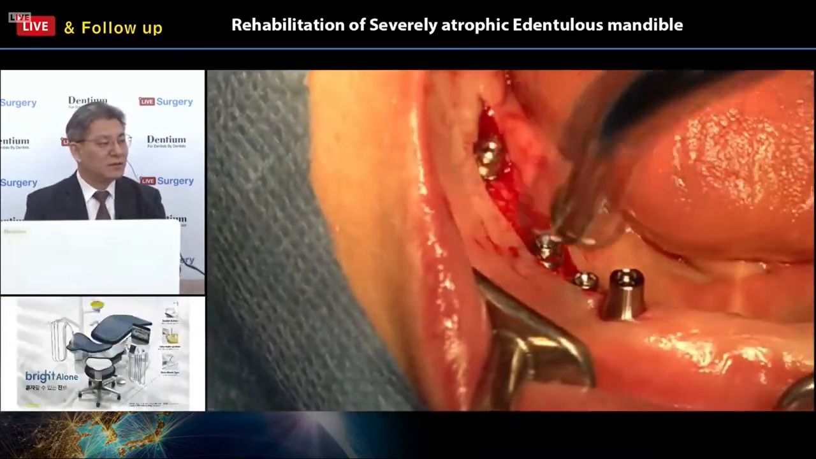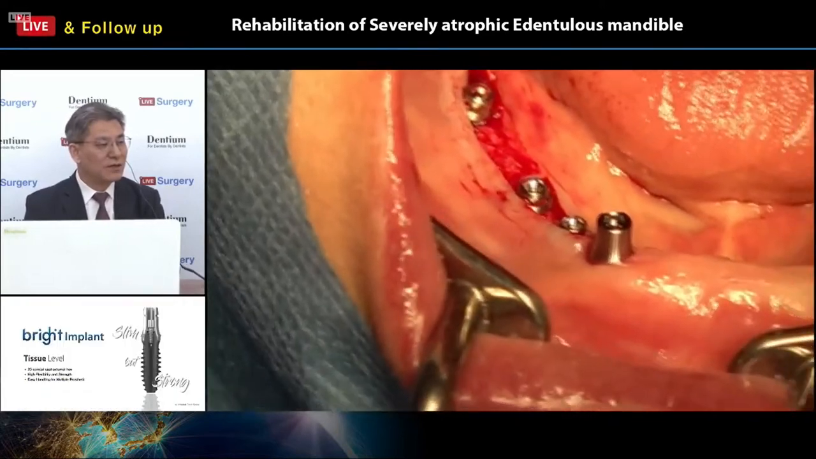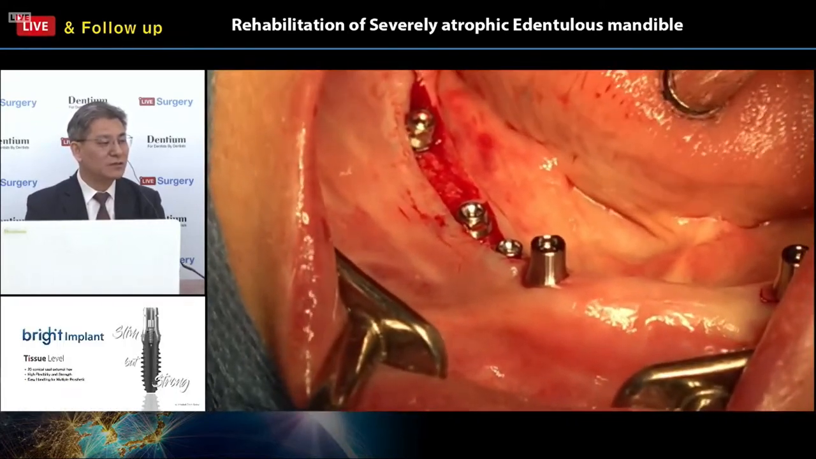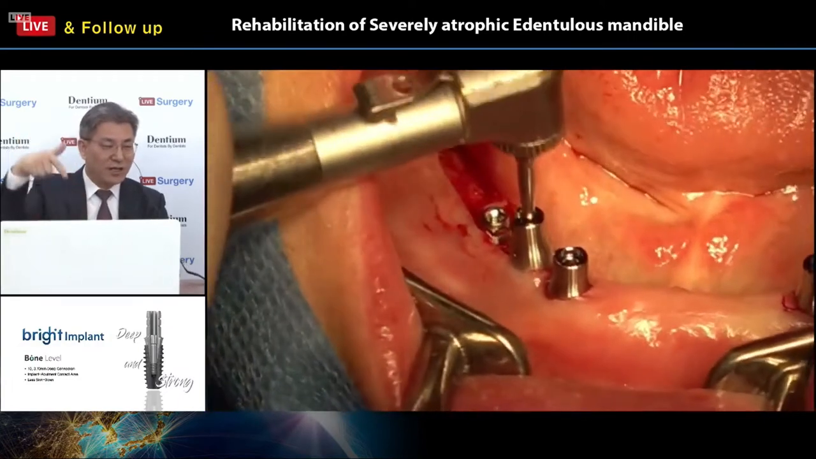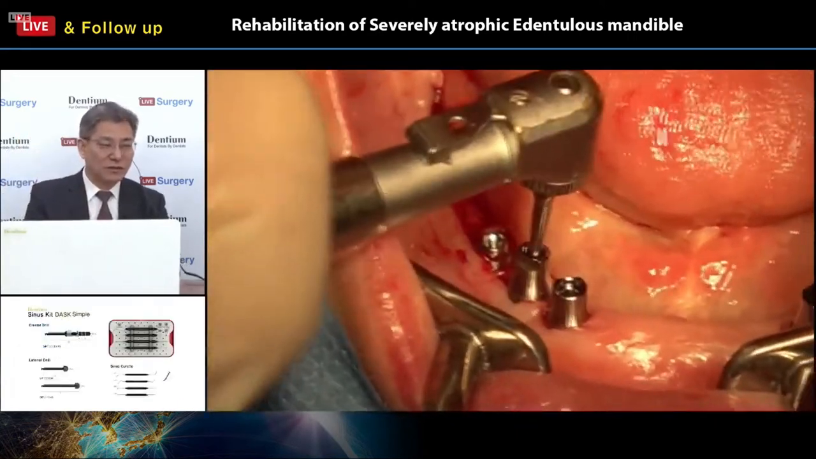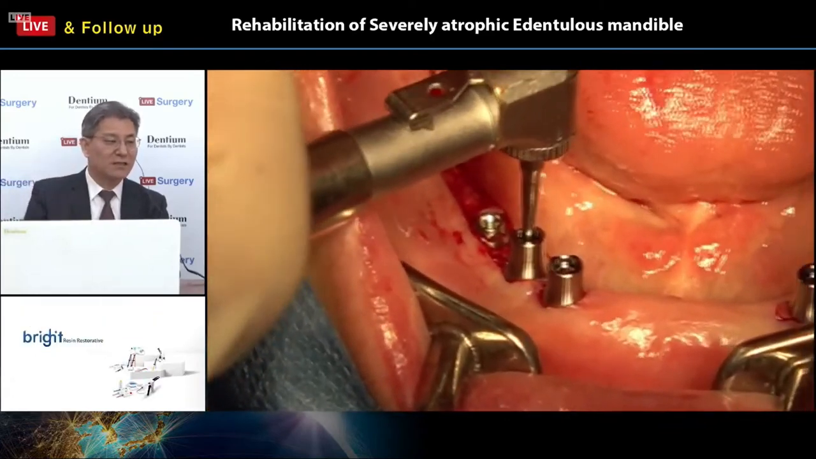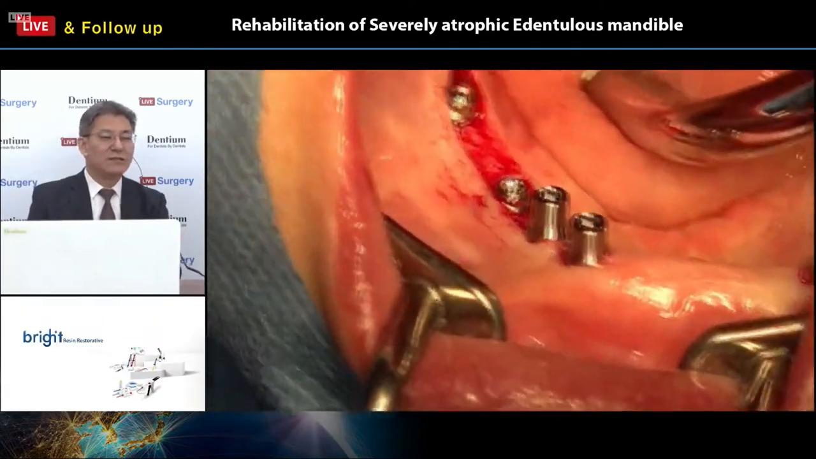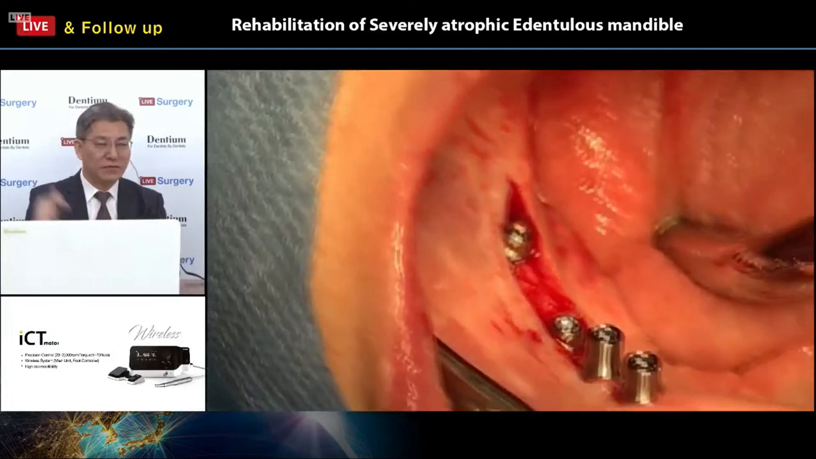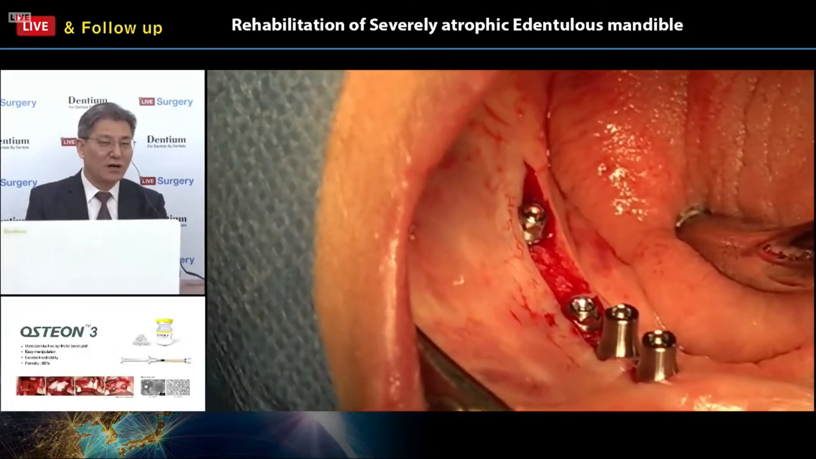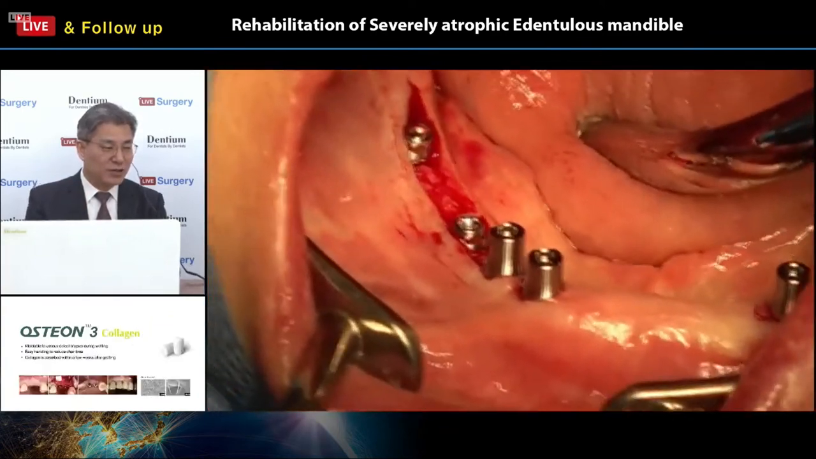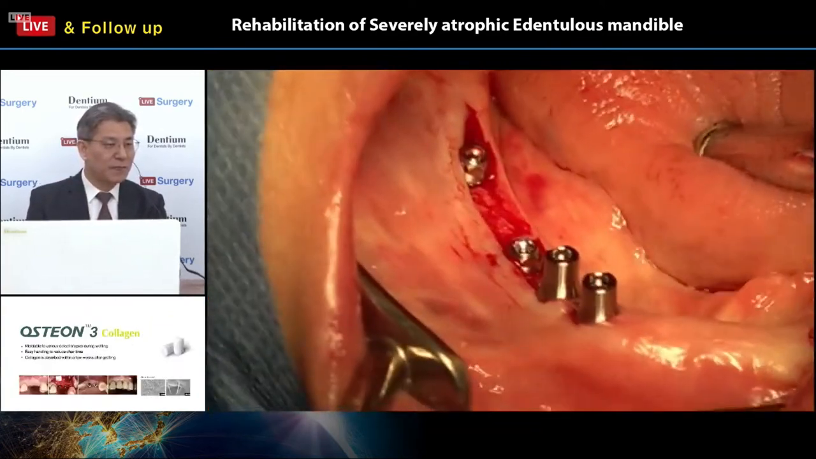Yeah. The fixtures installed. Very simple procedure. Just, I think, 3 drillings are enough to install the implant, and the final. That's it. Before starting the drilling, actually, he used the fissure bur, for proper positioning without slipping.